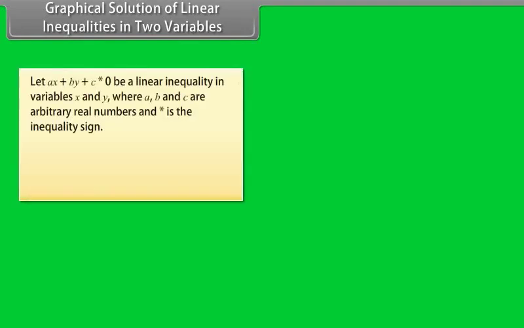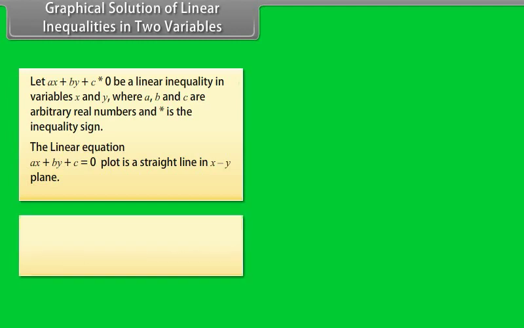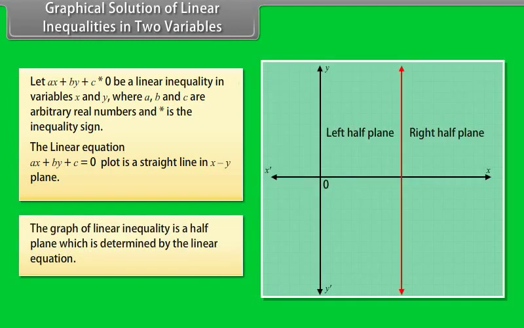Graphical solution of linear inequalities in 2 variables. Let ax plus by plus c star 0 be a linear inequality in variables x and y, where a, b and c are arbitrary real numbers and star is the inequality sign. The linear equation ax plus by plus c equal to 0 plots a straight line in the xy plane. Below are examples of straight lines in the xy plane, which divide the xy plane into 2 halves. The graph of a linear inequality is a half plane, which is determined by the linear equation.